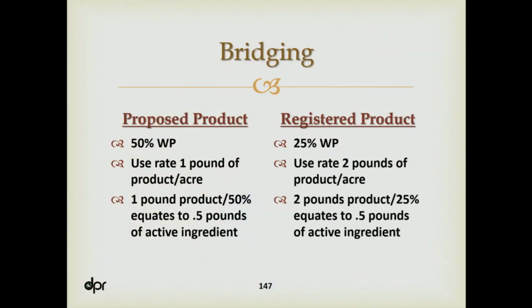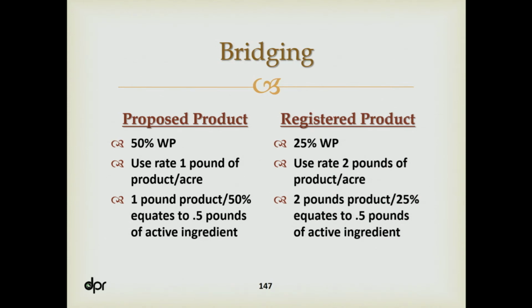Okay, bridging. Now, this is just a very simplistic example that I put up there for you. Take a look at that. In our workbook, I think there's some other criteria dealing with substantially similar products, so take a look at that too, because this is just a small snippet. It can be simplistic or it can be complex. It's on a case-by-case basis. Just keep that in the back of your mind. In essence, we're trying to register a product that is 50% WP, wettable powder. But we have one that's a 25% wettable powder.